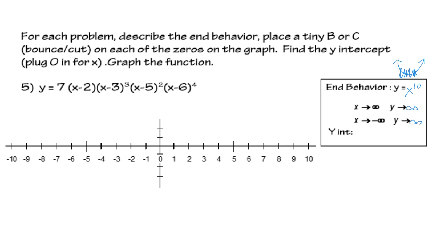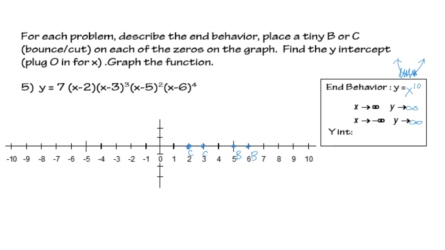Next thing they wanted were the zeros, the bouncing and cutting. So I'm going to have a 0 at 2, and it's to the 1st power, so that's a cut. 0 at 3, odd power, cut. At 5, even power, bounce. 6, even power, bounce.